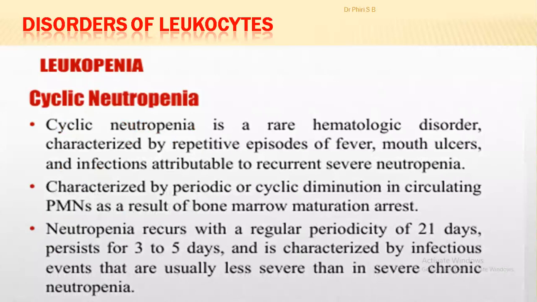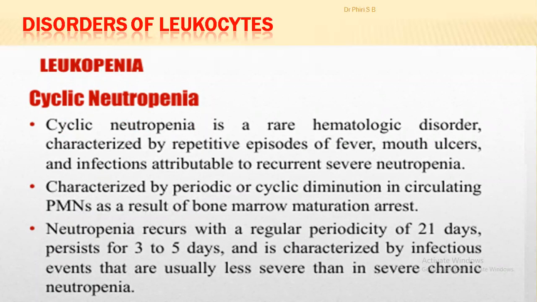Okay, so we proceed. Let's look at cyclic neutropenia. Like I said, this is pathology. So you just need to point out what conditions can cause an increase or a decrease in white blood cells and what are those conditions. So you just need to know that information.